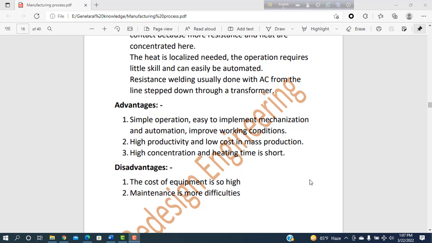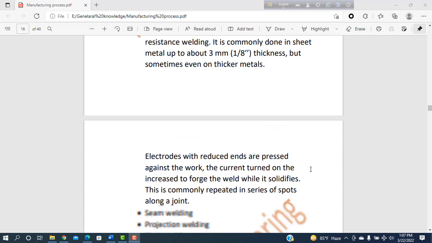Advantages of resistance welding: simple operation, easy to implement, mechanization and automation improve working conditions. High productivity and low cost in mass production. High concentration and heating time is short. Disadvantages: the cost of equipment is high, and maintenance is more difficult.